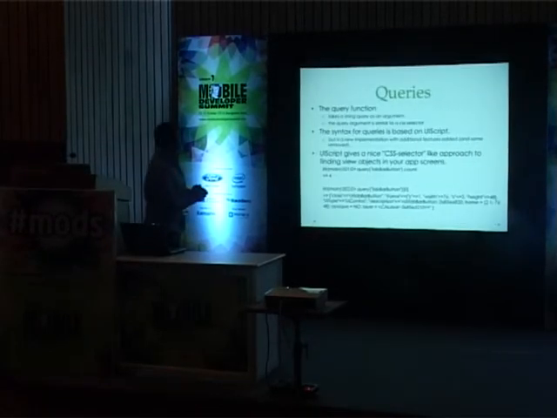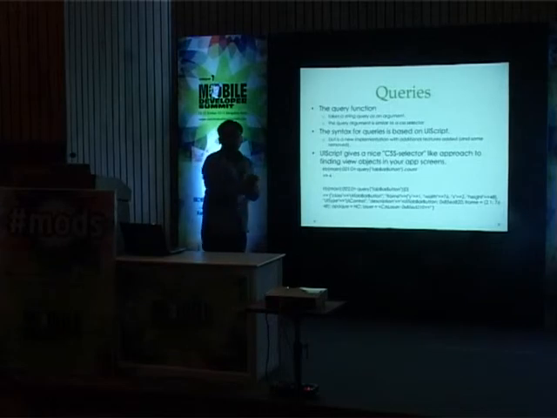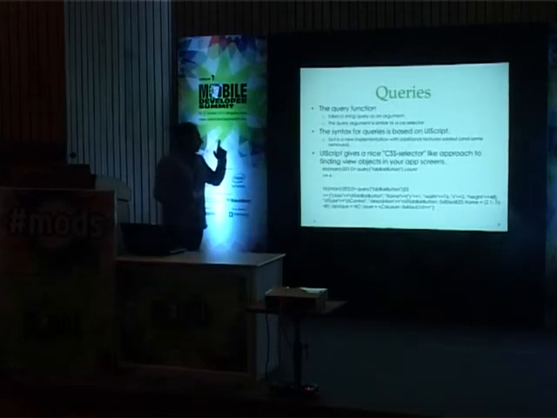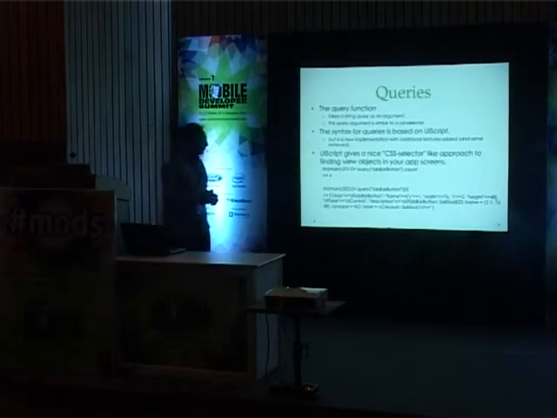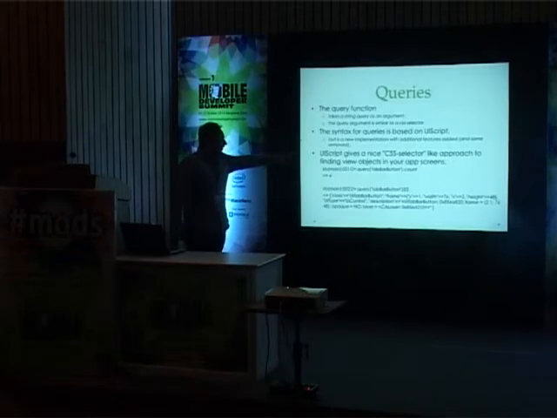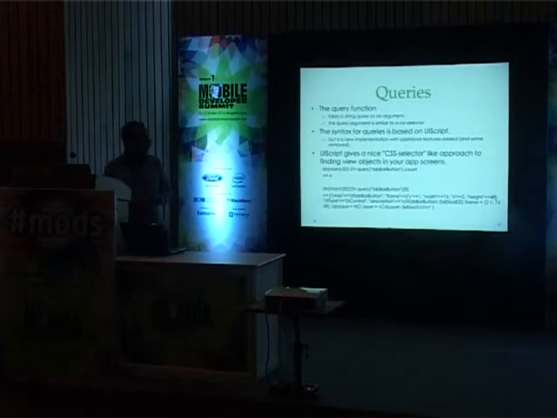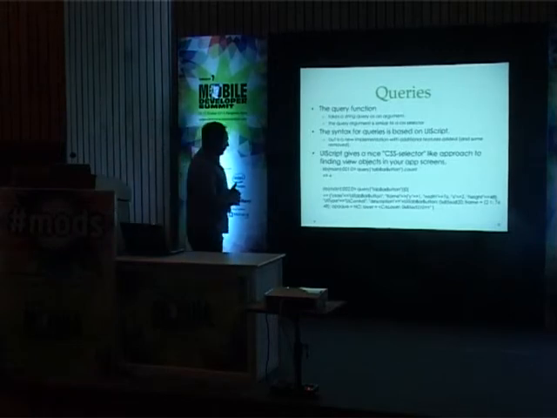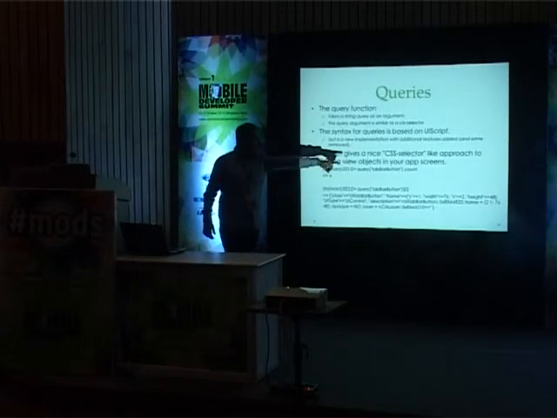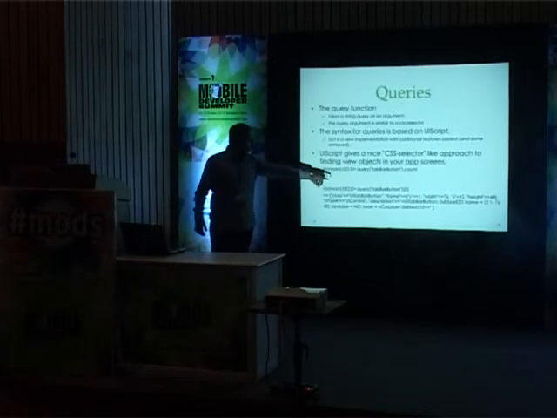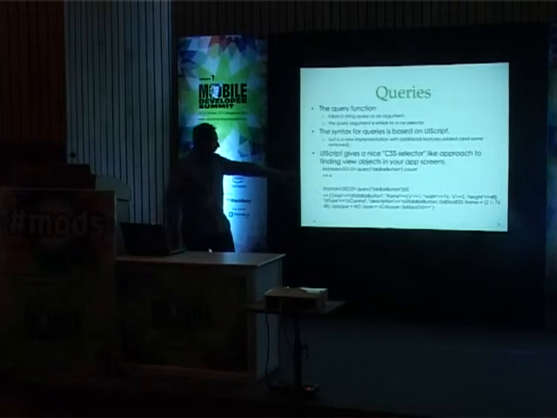So the query function takes a string as an argument. The syntax of queries is based on UI Script, but there are some new implementations that have been added here. UI Script gives it a nice CSS selector-like view, which makes it a bit easier, like query tab bar button, and it gives me 4. Query tab bar button 0, and it gives me the value.